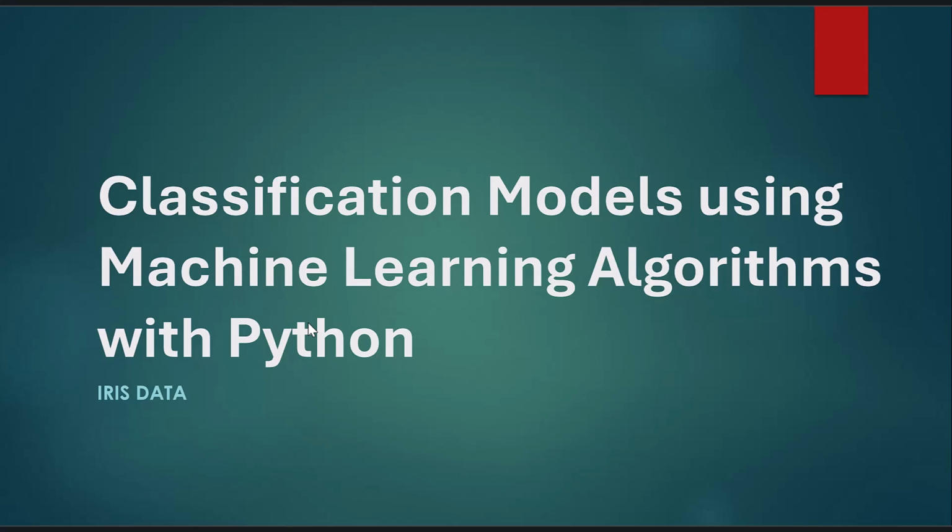In this video, we will learn how to create classification models using various machine learning algorithms with Python, and we'll be using the iris data. In iris data, we have three groups, 0, 1, and 2, and we have four independent variables, and we have 150 rows of data.